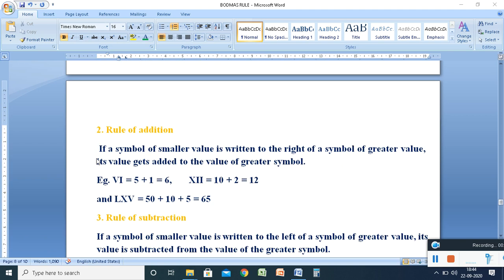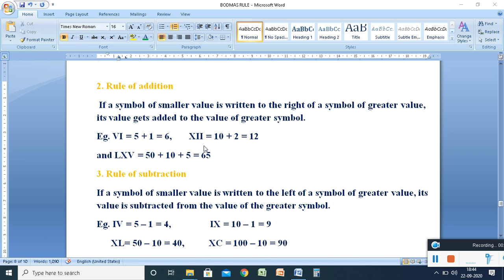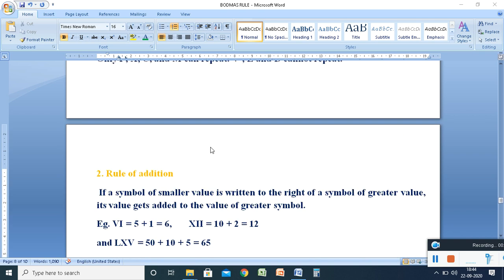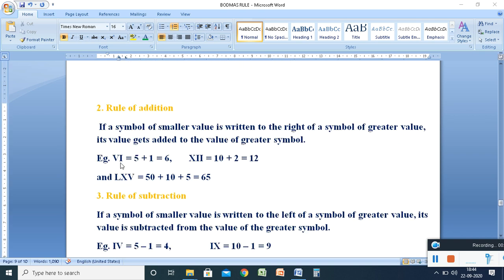And the second rule, the rule of addition. If a symbol of smaller value is written to the right of a symbol of greater value, its value gets added to the value of the greater symbol. Look at the example here. V, as I told in the box, is 5. And I, you already know, is 1. If the smaller value is on the right-hand side, you have to add the value.